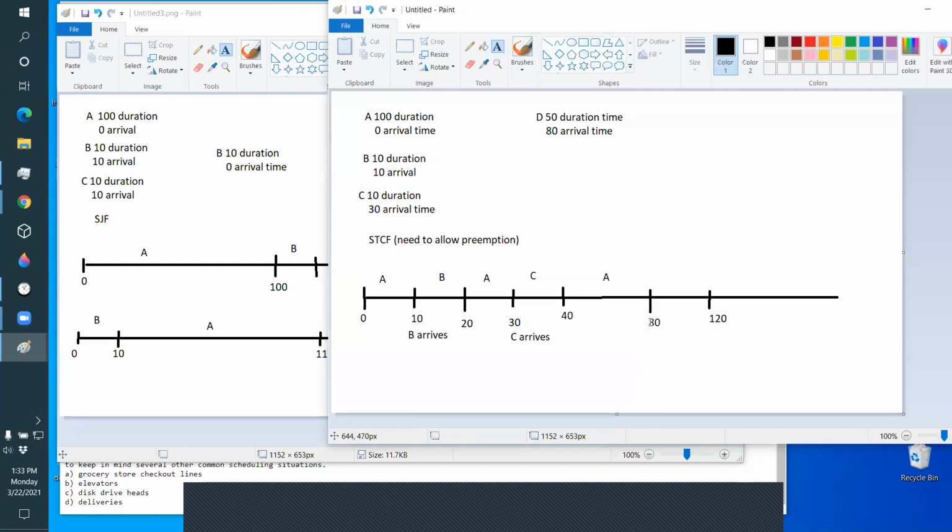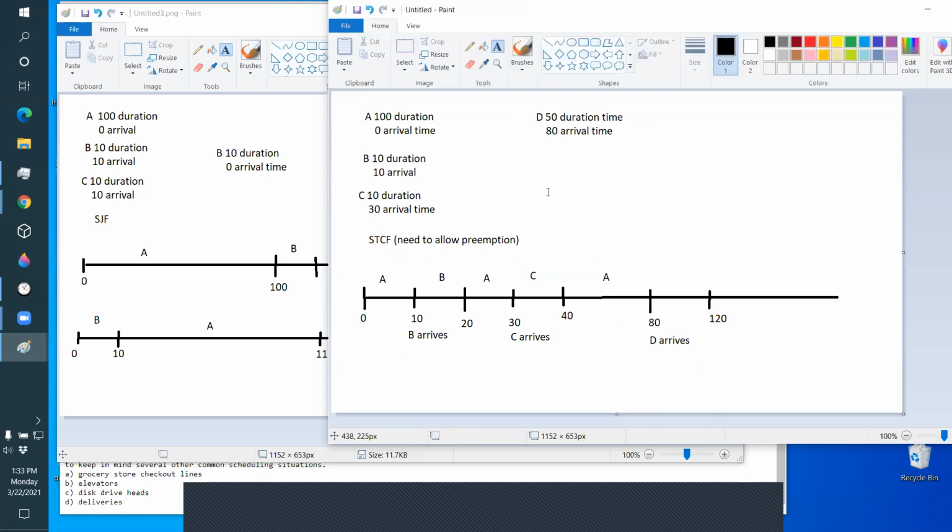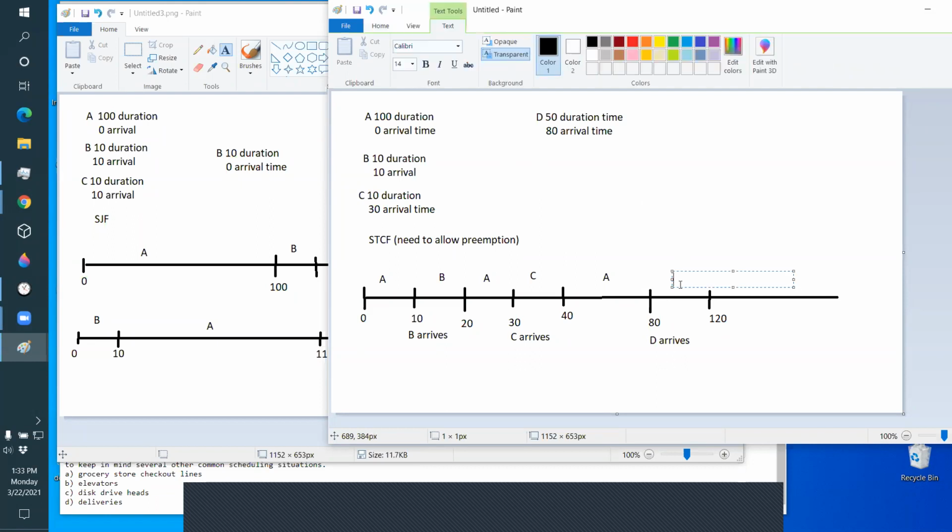Okay. Now what happens here? At time 80, I have a scheduling event. The scheduling event is that D arrives. Now D needs 50 units of time, but at that point, A has 40 units of time left. So we would continue writing A. So now we would put up here that A continues, but we still made a scheduling decision.